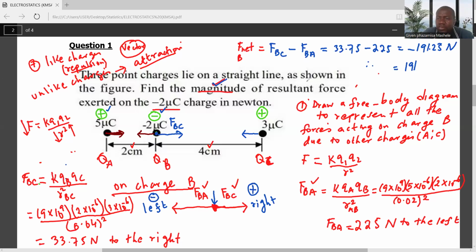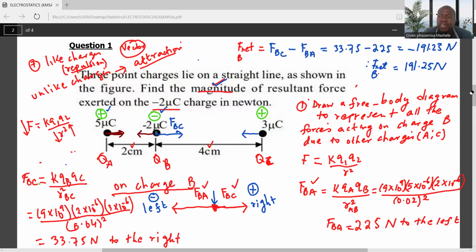So the net force on B, the F net on B, will be 191.25 Newton. There's no need to specify the direction. But if they said to calculate it without saying magnitude, you would have to say the minus means it's to the left. But since they said the magnitude, we can just say this is our answer.